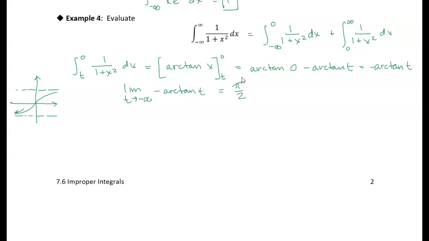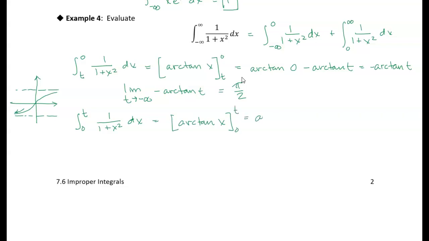So we've done the first half. Let's do the other half. We're going to take the integral now from 0 to t, because now we're integrating from 0 to infinity, so we set the upper bound to t, of 1 over 1 plus x squared dx, which is again just the arctangent of x evaluated from 0 to t.